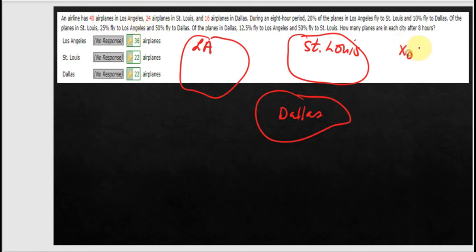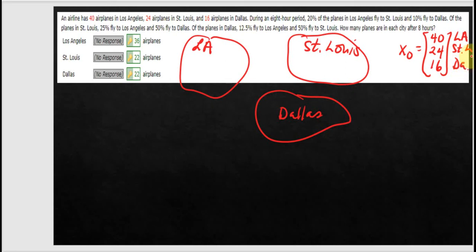So x naught would be 40 planes in Los Angeles, 24 planes in St. Louis, and then 16 planes in Dallas. So I'm just going to say LA here just to note, and then St. Louis, and then Dallas. Okay, so that's our initial state.